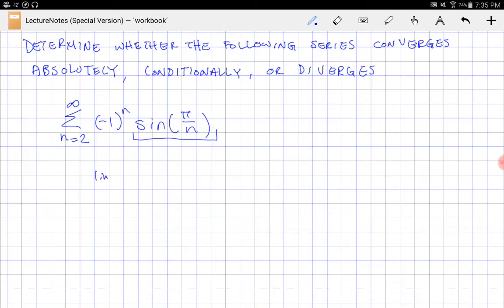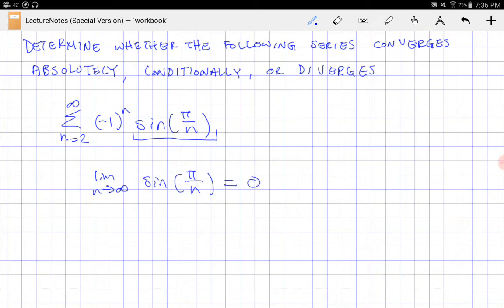So the limit as n approaches infinity of sine pi over n equals 0, because sine 0 equals 0, and as n gets larger and larger, pi over n gets smaller and smaller.